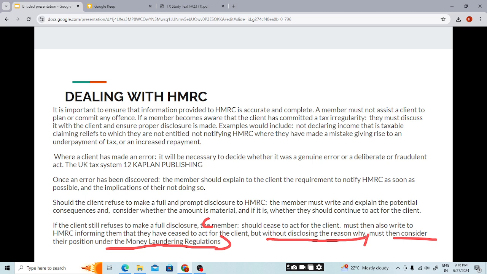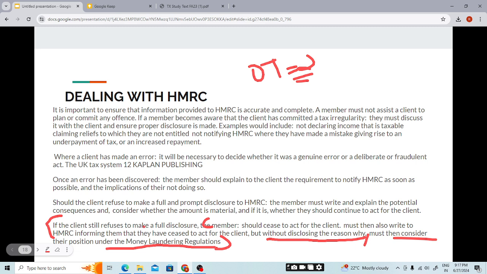And when you are informing the HMRC that you are ceasing to act for the client, you should not mention the reason, because in OT questions you will be getting 2 marks for it. The statement will be saying, okay student, if you are dealing with the HMRC, you need to write to the HMRC that you are ceasing to act for the client, disclosing the reason. You must not disclose the reason. You must only disclose that I am ceasing to act, I am not further acting for the client, and I'll not be treating him as my client, and I'll not be acting for him as a tax practitioner. So this last point is very important.